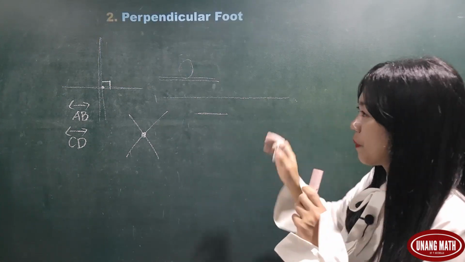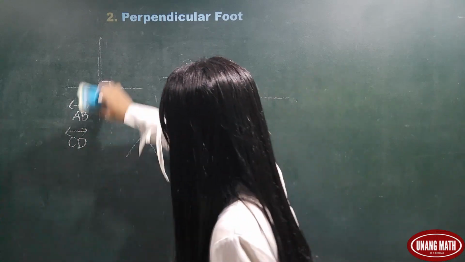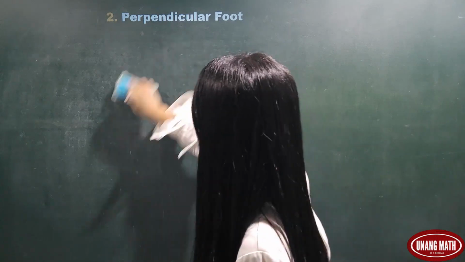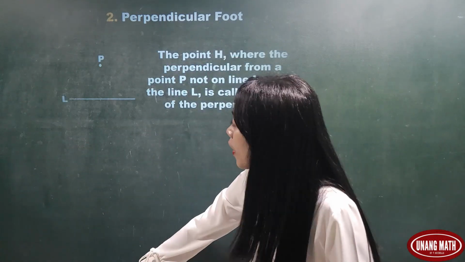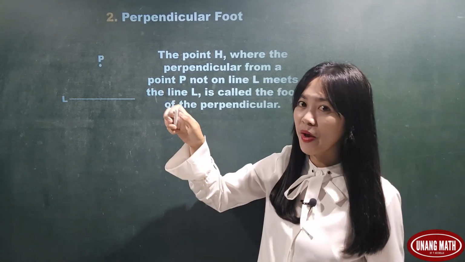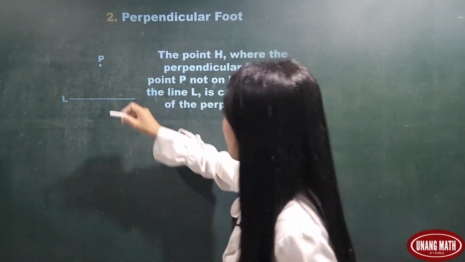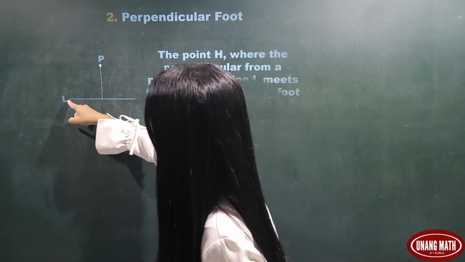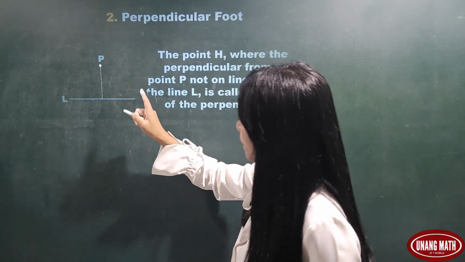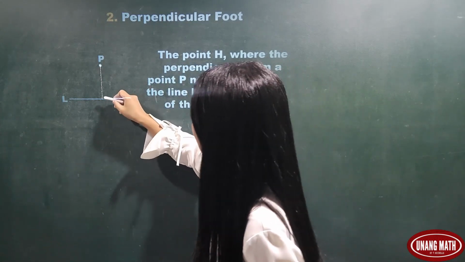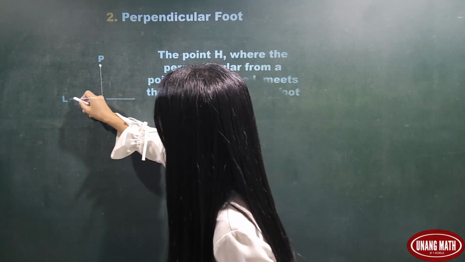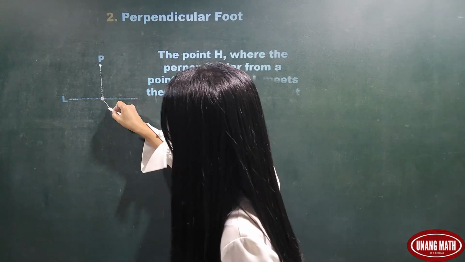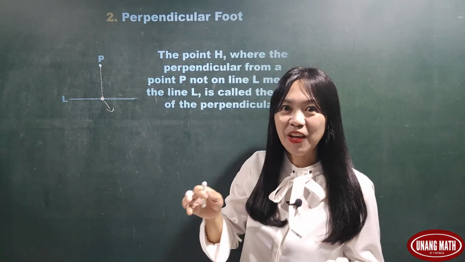Okay, what about perpendicular foot? How are we going to identify where is the perpendicular foot? Okay, let's give an example. In this figure, to identify where is the perpendicular foot, draw a straight line from point P perpendicular to line L. Perpendicular foot is the point where this line and line L meet. So where's the point? This point. So this is our perpendicular foot.